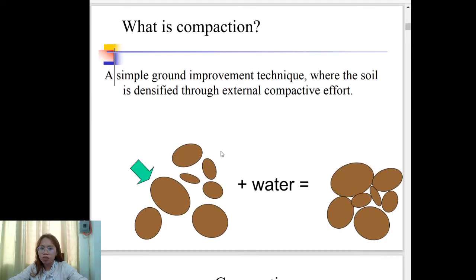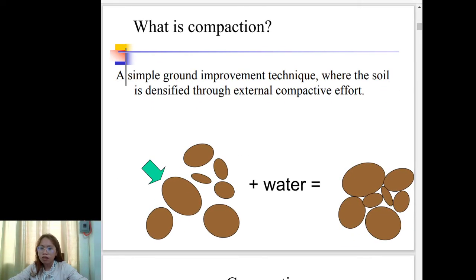What is compaction? Compaction is a simple ground improvement technique where the soil is densified through external compactive effort, meaning densified is himuon siya as bugat. So from this representation, you have the soil particles, then there is a gap, they are farther from each other, so there are gaps in between. So this makes the soil loose, because there are voids in between the soil particles.